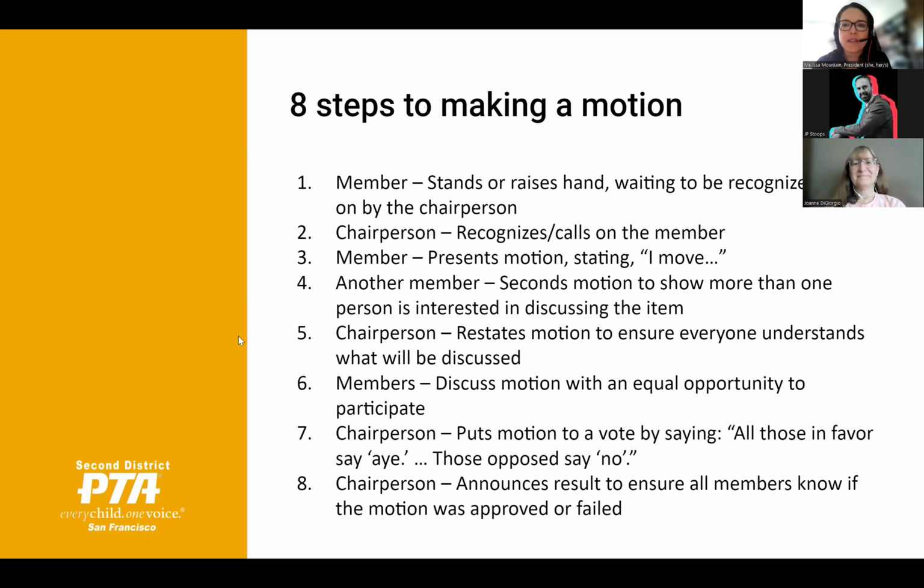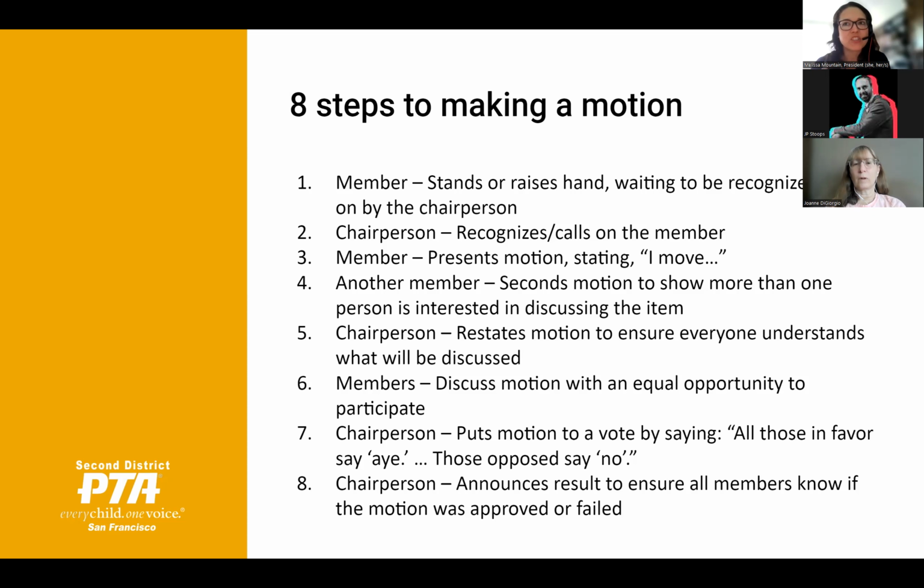So the next step would be that the chairperson always makes it really clear for everyone. So I move, I want chocolate ice cream. Second. The chairperson would say, the motion on the floor is that we serve chocolate ice cream at every PTA meeting. That's when you get to discuss and debate.